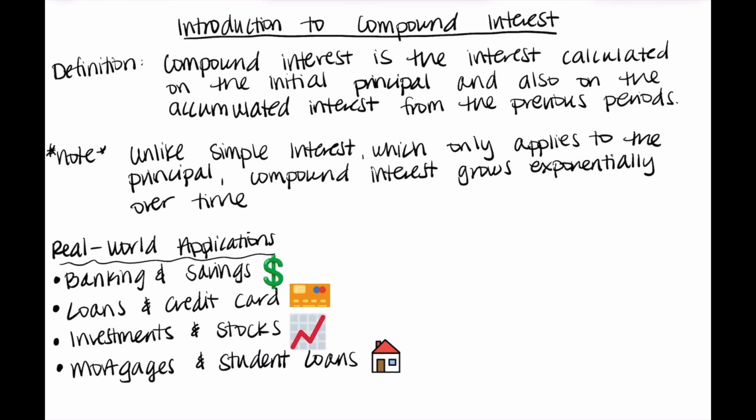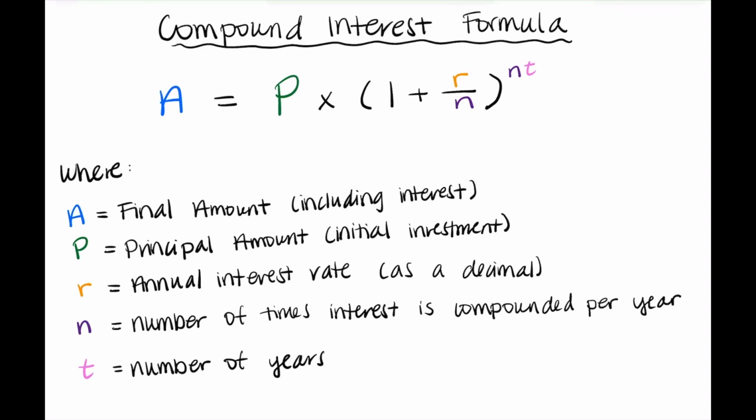Before we get into the formula, I would definitely write down this definition in your notebook, compare it to simple interest, and now let's get into our formula for compound interest. So here it is, A equals P times 1 plus R over N to the power of NT. And what does everything stand for? A is our final amount, including interest. Then we have P. P is the principal amount, your initial investment.